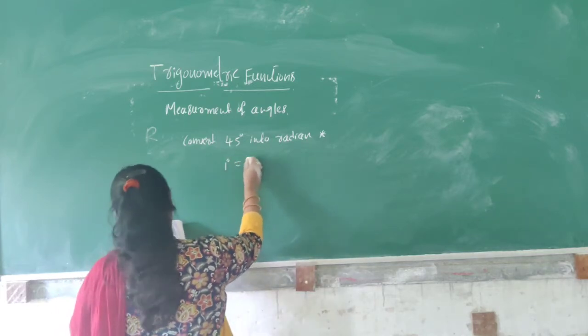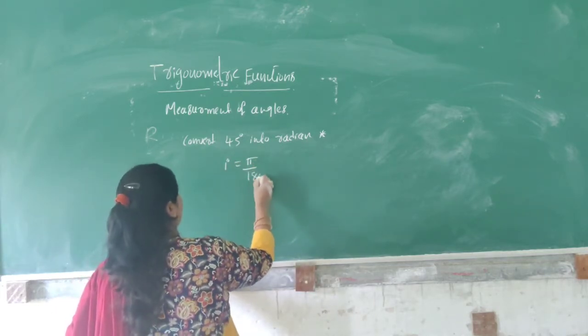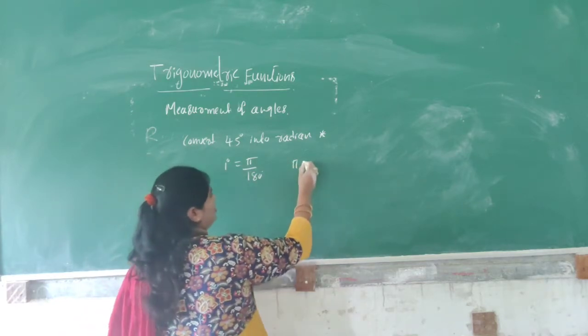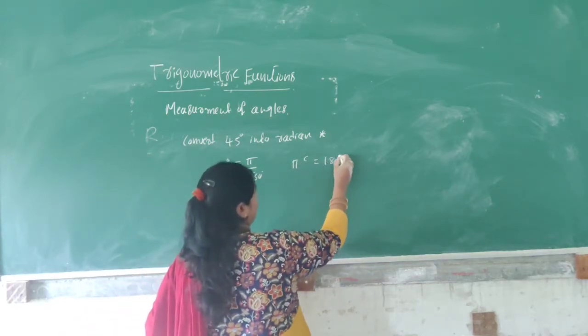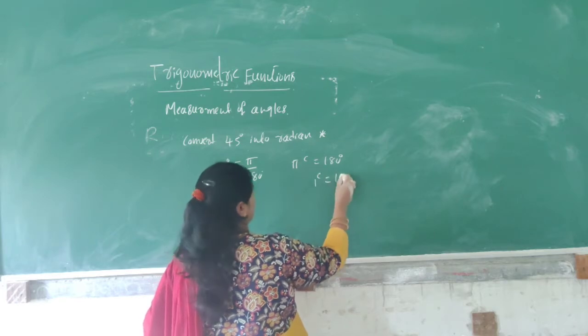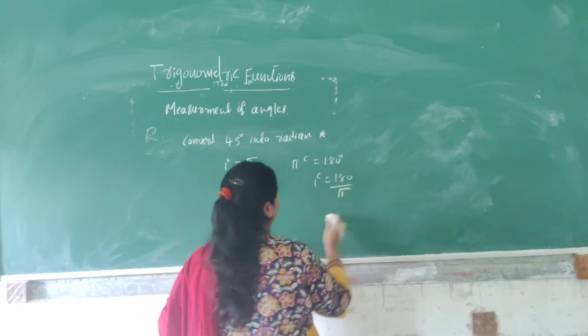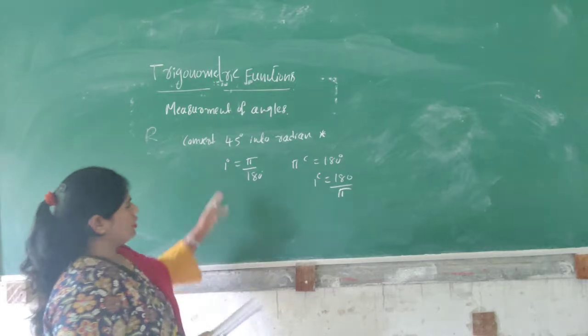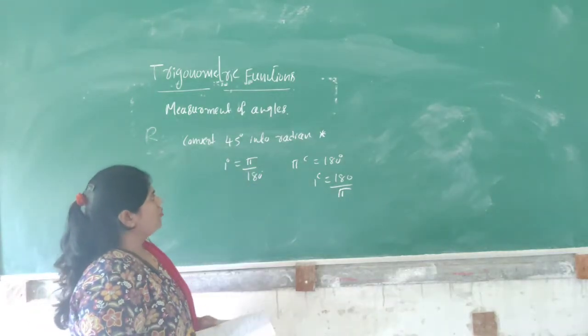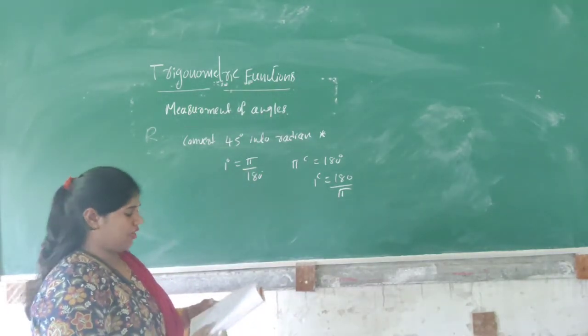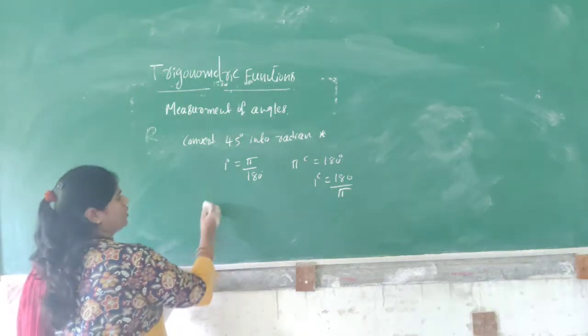1 degree is equal to pi divided by 180. We can check this. Pi is equal to 180 degrees. 1 radian is equal to 180 divided by pi. If it is in degrees, we have to use this pi divided by 180. Okay. So how is it going to be?